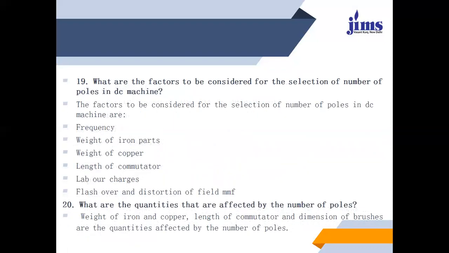What are the factors to be considered for the selection of the number of poles in a DC machine? The various factors associated with the selection of the number of poles in DC machines are frequency, weight of iron parts, weight of copper, length of commutator, labor charges, class of work, and distortion of the field element. What are the quantities that are affected by the number of poles? Weight of iron and copper, length of commutator, and dimension of brushes are the quantities which are affected by the number of poles.